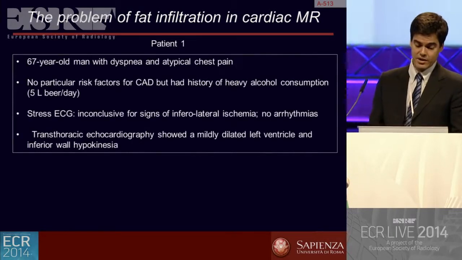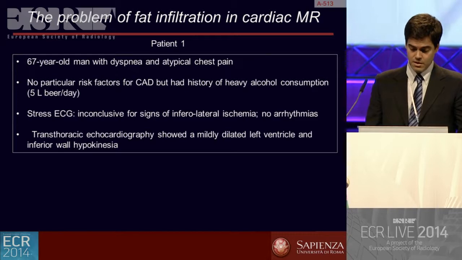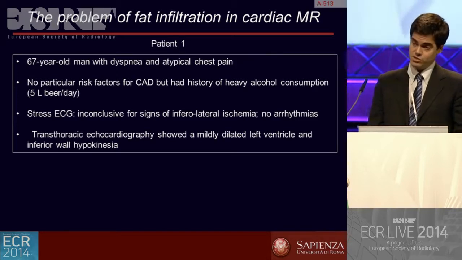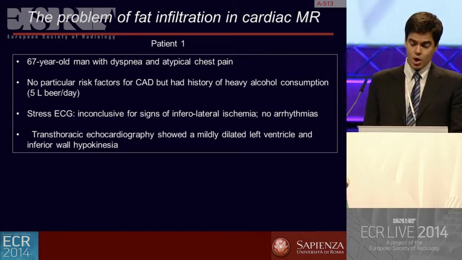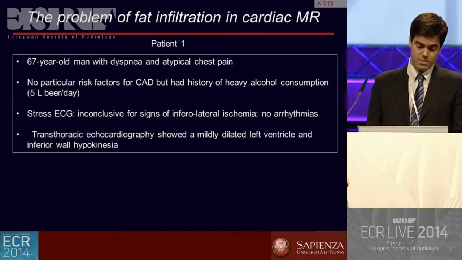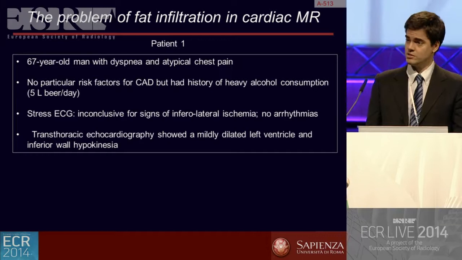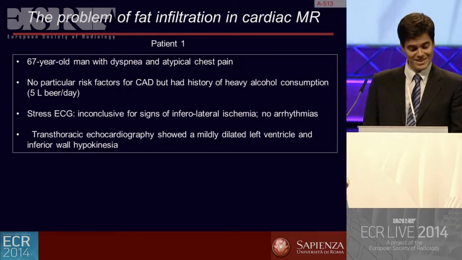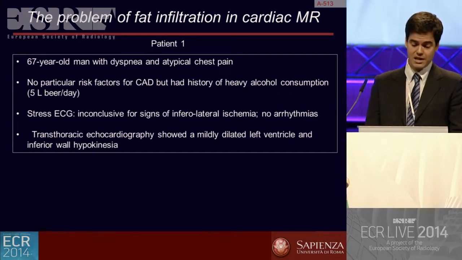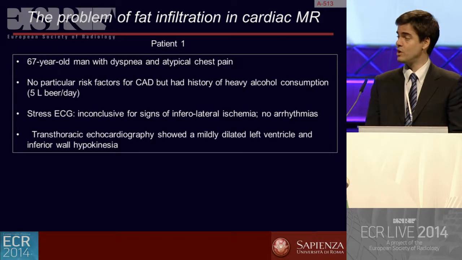Again, a 67-year-old man with dyspnea and atypical chest pain. He had no particular risk factors, but he had a history, and consider this anamnestic data, of heavy alcohol consumption: 5 beers per day, 5 liters of beer per day. It's even higher for our residents, so it's a record. Stress ECG was inconclusive for signs of infralateral ischemia, and he was sent to CT to rule out coronary artery disease.